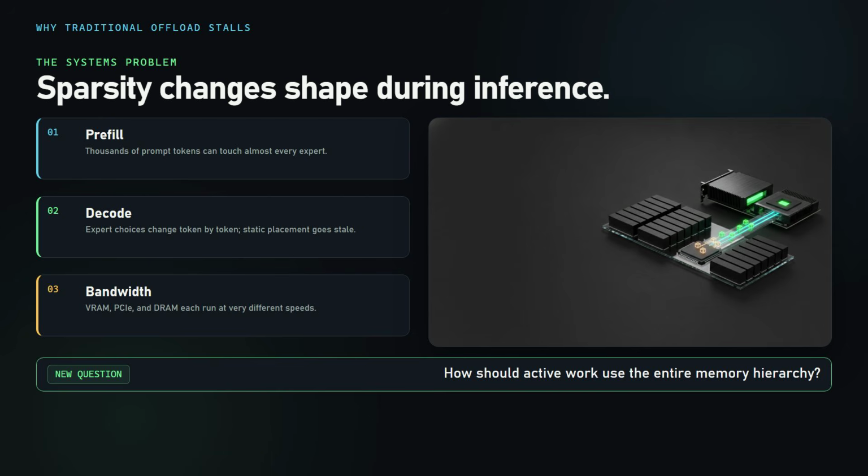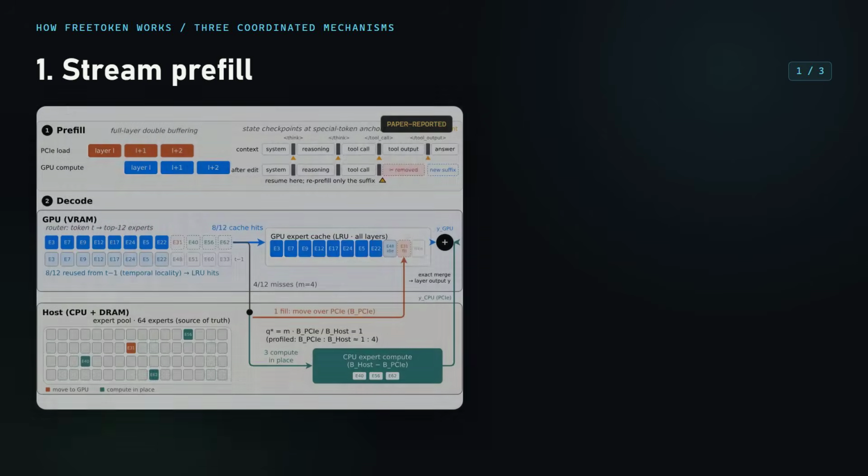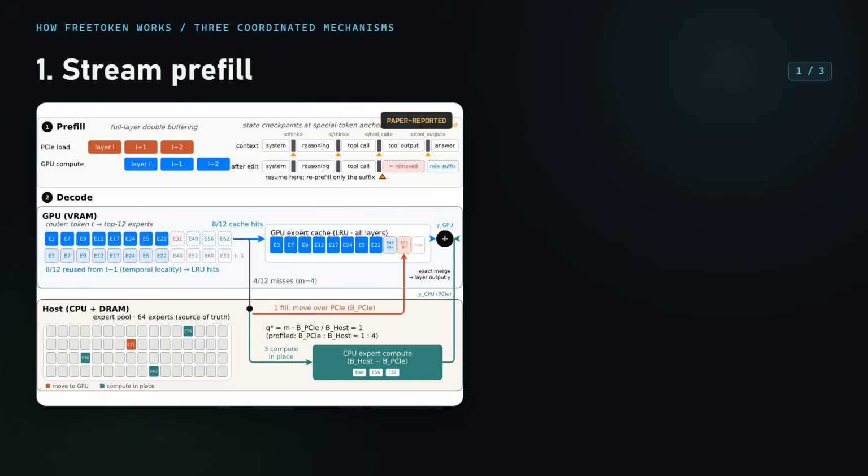FreeToken reframes the problem. Do not ask only whether the model fits in VRAM. Ask how to schedule the active work across the entire memory hierarchy on this specific machine for this specific phase of inference. The engine uses three coordinated mechanisms.